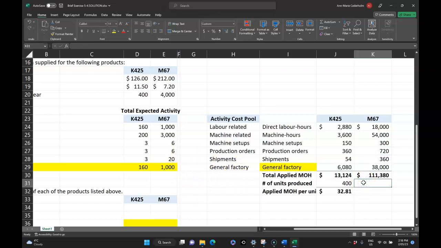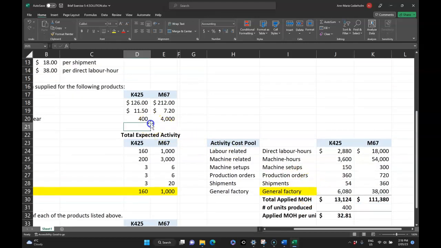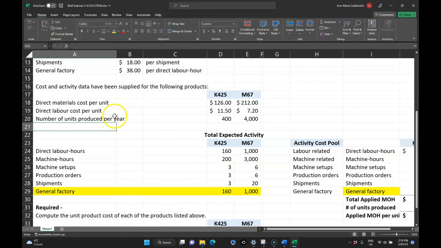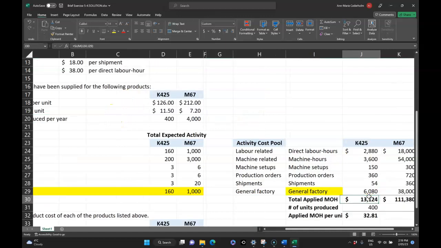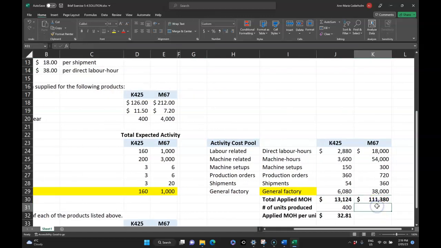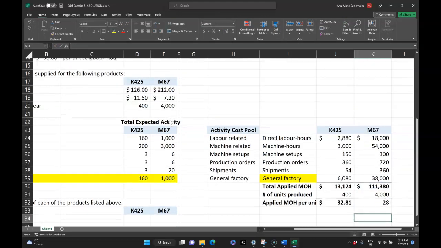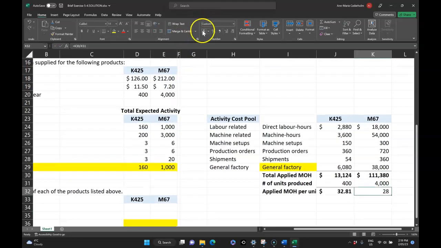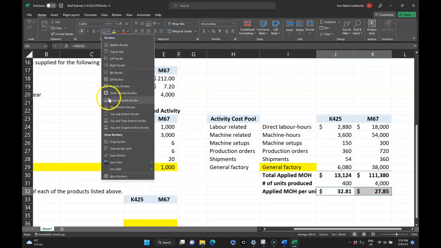Okay, so the number of units produced for M67 is not 400, it's 4,000. So we actually produced more. So I'm going to use the 4,000 here. Then that way, with M67, if I take 111380 and divide that by 4,000, I get 2785 per unit of applied manufacturing overhead.